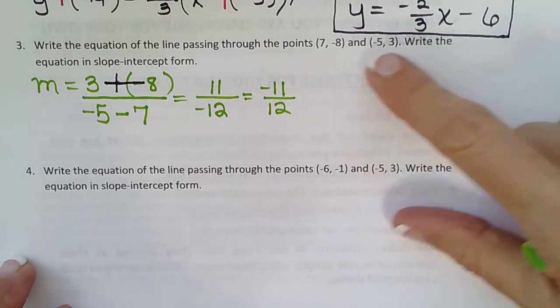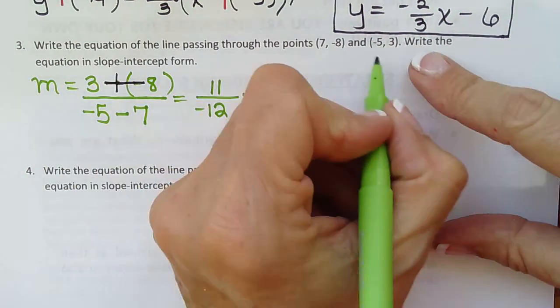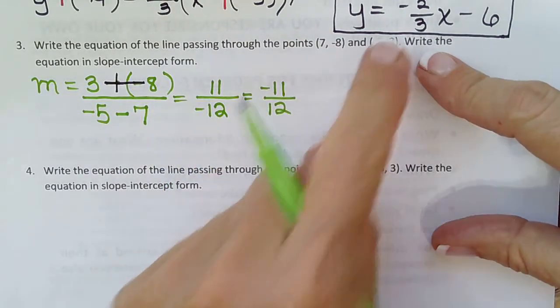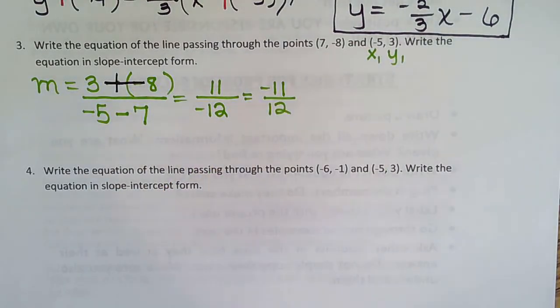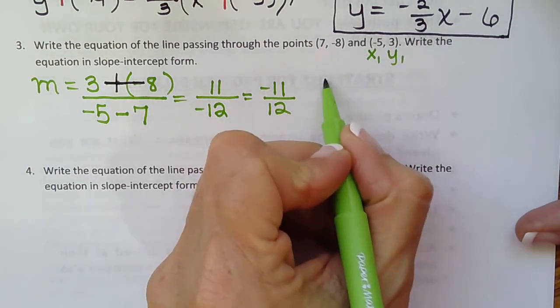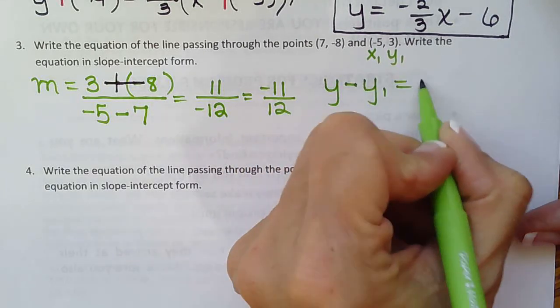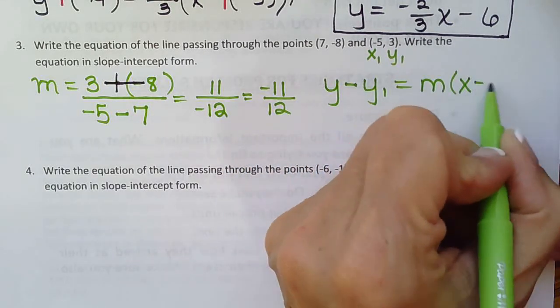And remember when we were going over the example, I said pick the smallest point with the least number of negatives. Well, they both have 1 negative. This one has a little smaller number, so I'm going to pick that. So this is when I go into y minus y1 equals m times x minus x1.